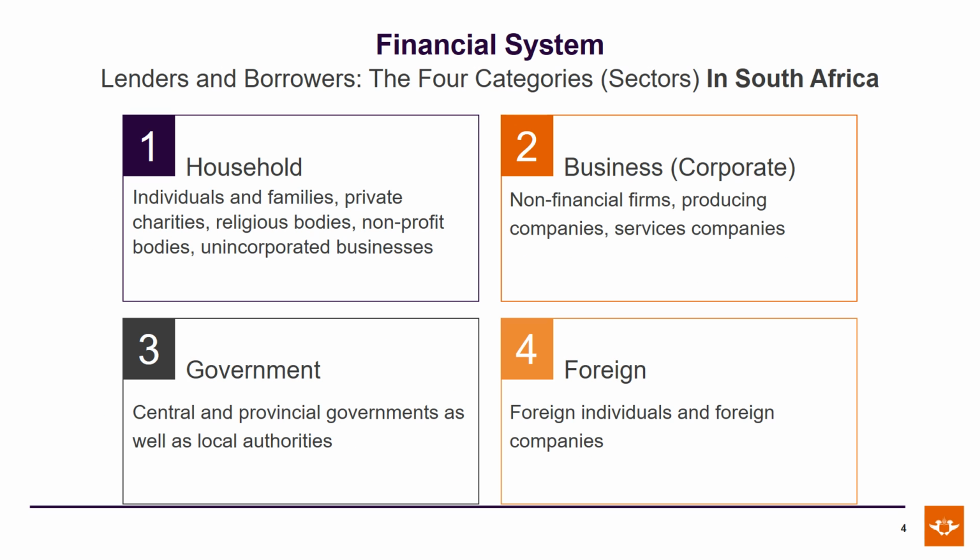We're now looking at who the lenders and borrowers are. There are four major categories of lenders and borrowers: households, businesses, governments, and foreign entities. In South Africa, households also include private, charitable, religious, and non-profit bodies, as well as unincorporated businesses.